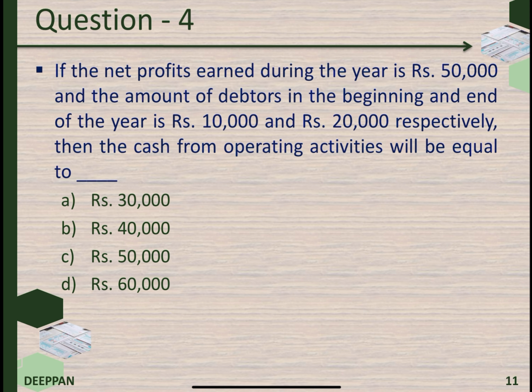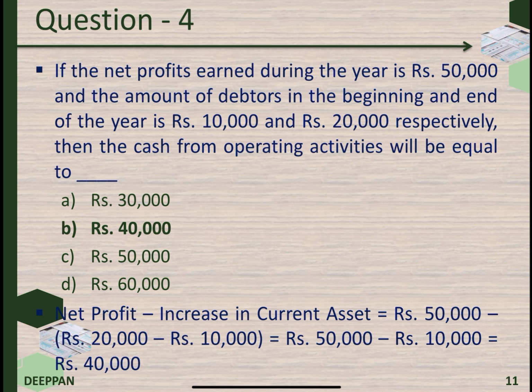If the net profits earned during the year is rupees 50,000 and the amount of debtors in the beginning and end of the year is rupees 10,000 and rupees 20,000 respectively, then the cash from operating activity will be 40,000. Debtor is a current asset, so net profit minus increase in current asset.